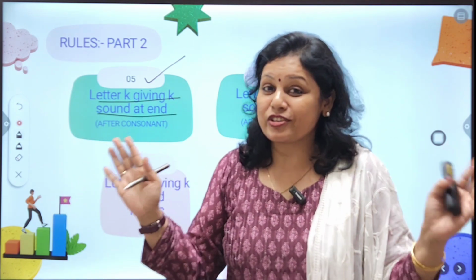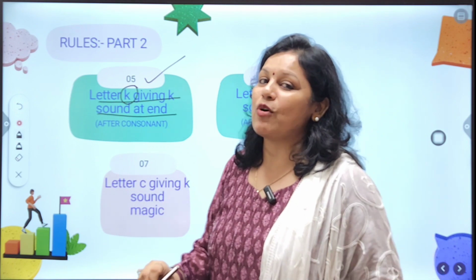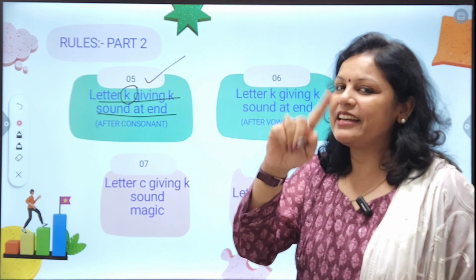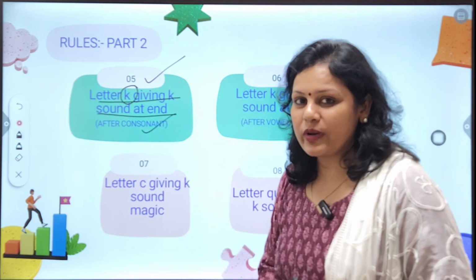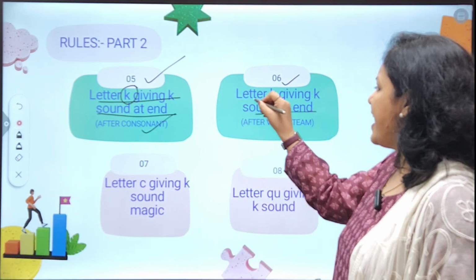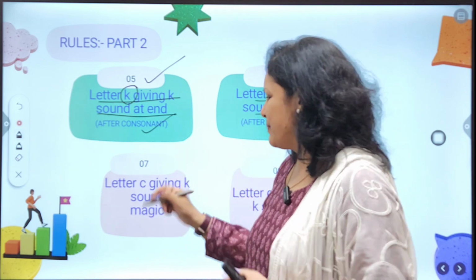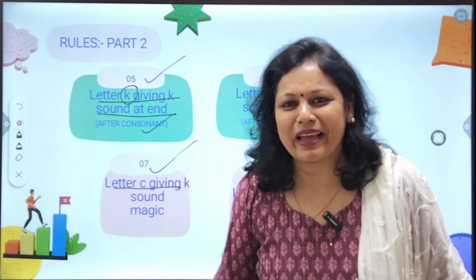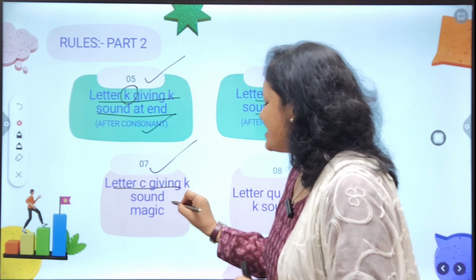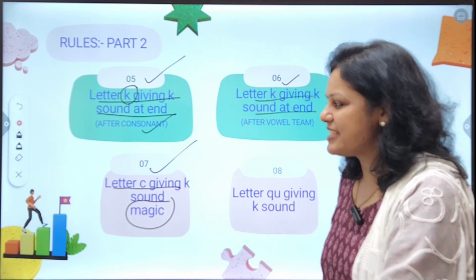But no, my dear, this is not the end. You may write letter K at the end also, provided it is followed by a consonant. Rule number 6. Again, the letter K may come at the end, but if it is followed after a vowel team. The letter C may also come at the end, but it has a rule which we are going to discuss in the 7th section.